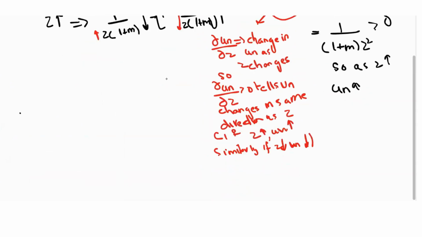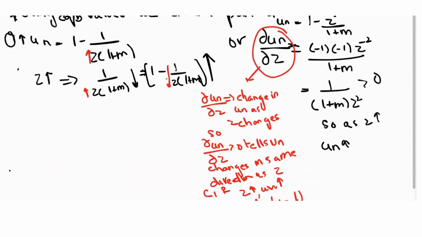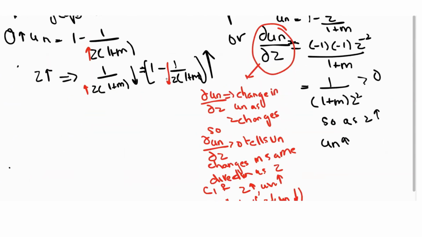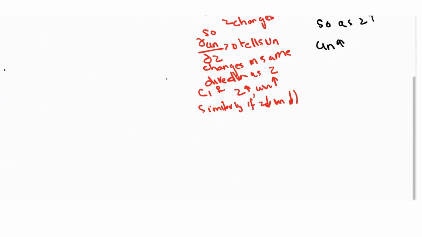Now let's do the same. So algebraically, we looked at the value of un. You can either just directly from here, from the equilibrium value, see that when z increases, 1 by z, 1 plus m goes down. So 1 minus 1 by z, 1 plus m goes up because from 1 you're subtracting a smaller number. Or you can look at the derivative and show that the partial derivative of un with respect to z is positive, which means that un changes in the same direction as z. So if z increases, un increases. If z had decreased, un had similarly decreased. The positive sign just simply means that un is changing in the same direction as z. Because remember what partial un by partial z is. It means change in un due to change in z.